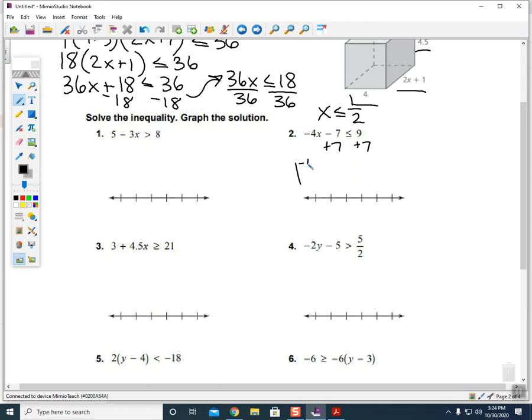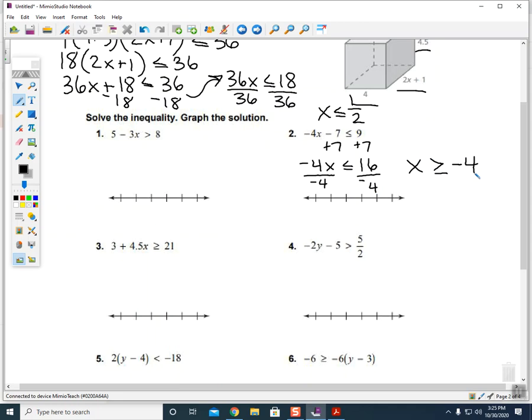Now I have negative 4x is less than or equal to 9 plus 7 is 16. Okay? Now I'm going to undo my multiplication and division. So I'm going to divide both sides by negative 4. I have divided by a negative number, so my sign needs to flip. So now I'm going to have x is greater than or equal to negative 4.